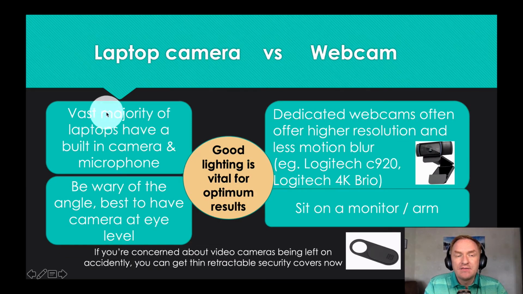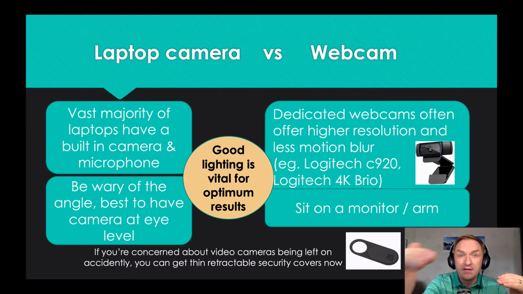So on the left-hand side first, the vast majority of your laptops have now got a built-in camera and a microphone. And I think be wary of the angle that you're going to set it at. So here, for example, I have my laptop set up at eye level. So the camera is almost at eye level. Rather than being down and I'm looking down into the camera, it's much easier to connect if you're looking at eye level. So be very wary of that.